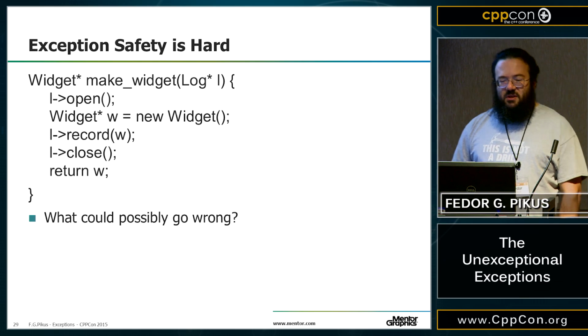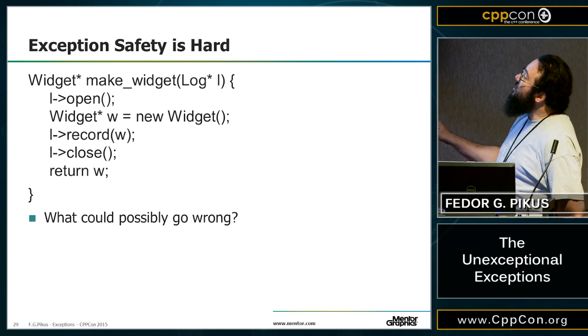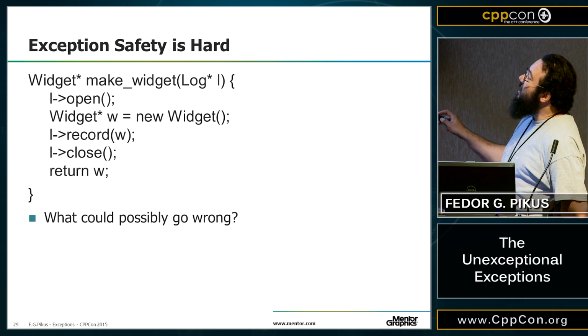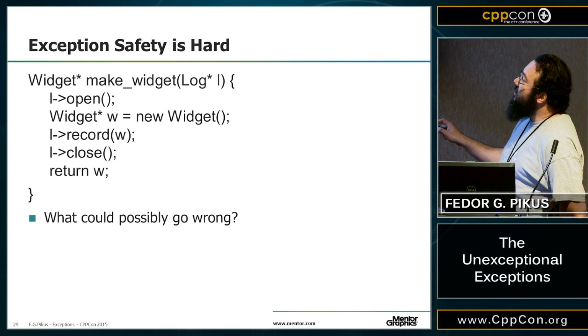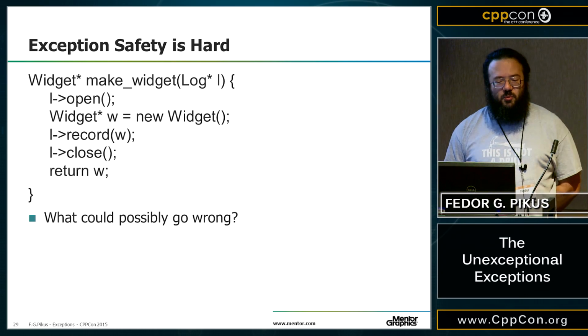Okay, exception safety is really hard. That's why some people avoid it. Here is a very simple function. Open the log, create a widget, log the creation of the widget, close the log, return the new widget. What could possibly go wrong here?